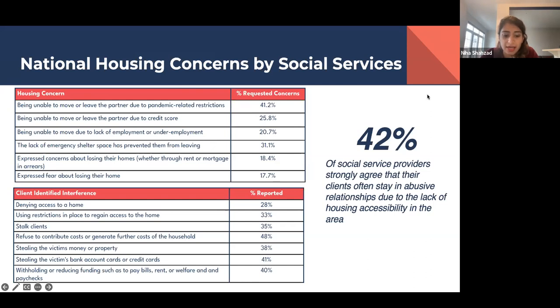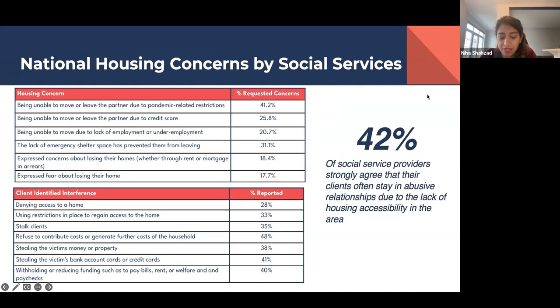Other ways that abusers deny access to home is actually physically denying access to home. So 28% of social service providers said this. 33% said they use restrictions to regain access to a home.